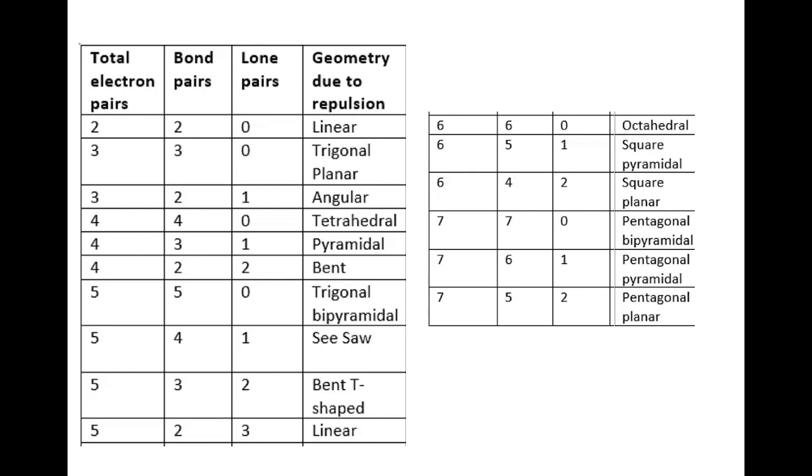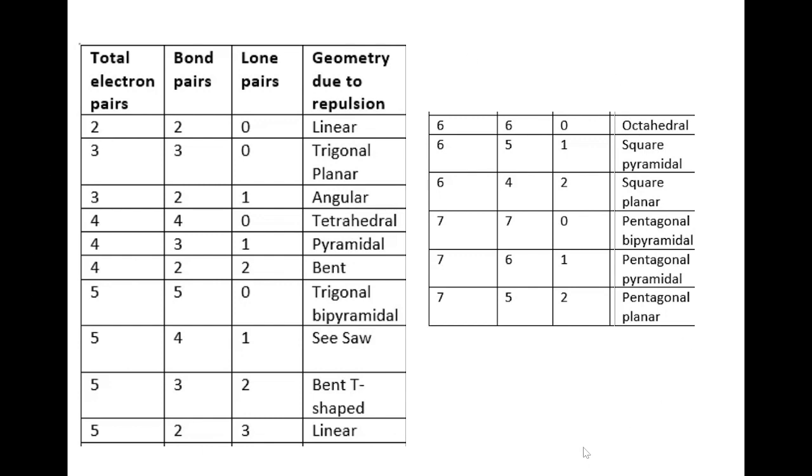If out of 5 pairs of electrons, there are 5 bond pairs and 0 lone pairs, it is trigonal bipyramidal. If 4 bond pairs and 1 lone pair are there, then that will be seesaw. Similarly, if 3 bond pairs and 2 lone pairs are there, then that will be T-shape, bent T-shape. If 2 bond pairs and 3 lone pairs are there, that will be linear.